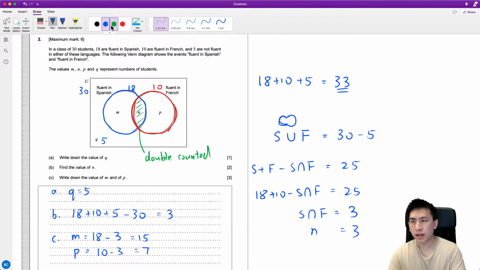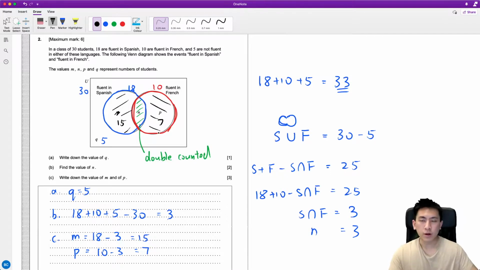And if you were to write it, then you can finally safely write 15 here. So it's quite obvious the 15 means this part, right? And of course, the 7 here, which is this part. But we're already done with the question, so we don't have to do that.